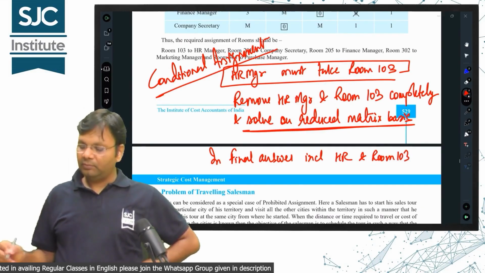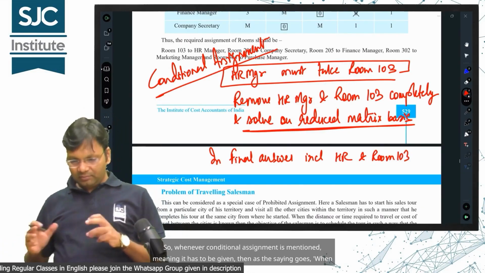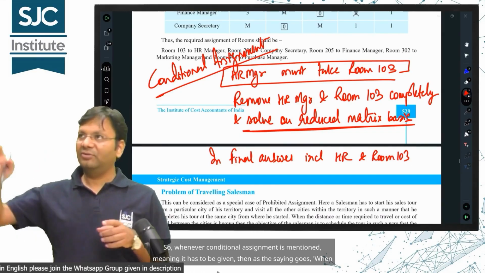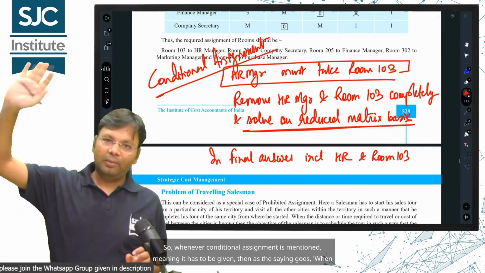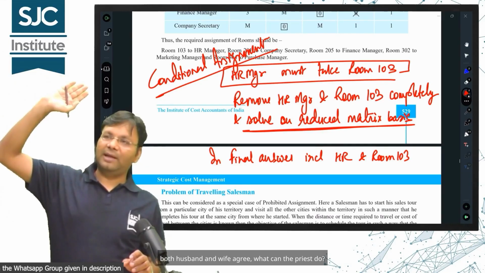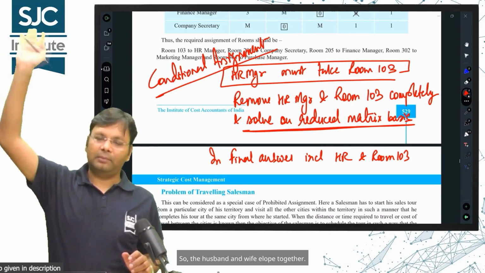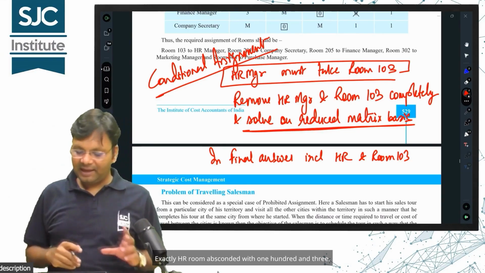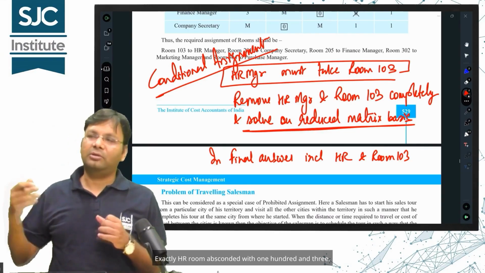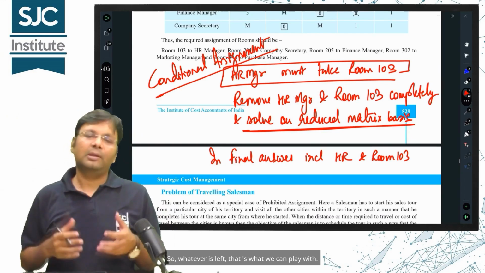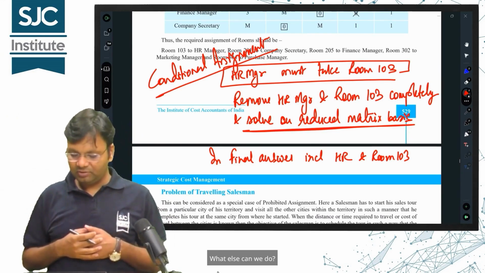Alright. So, this is the system. Whenever conditional assignment is mentioned, meaning it has to be given, then as the saying goes, when both husband and wife agree, what can the priest do? So, the husband and wife elope together. Exactly, HR eloped with room 103. So, whatever is left, that's what we can play with.